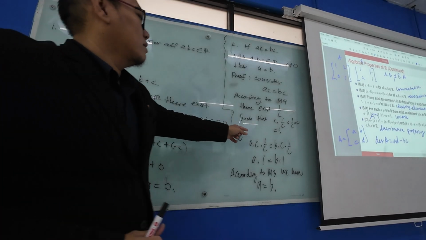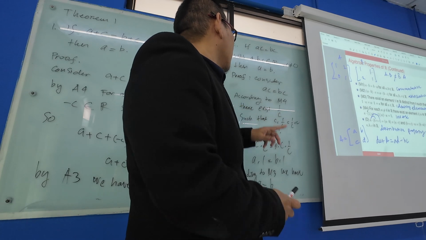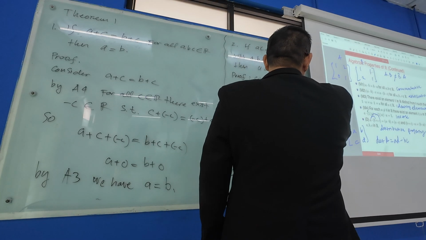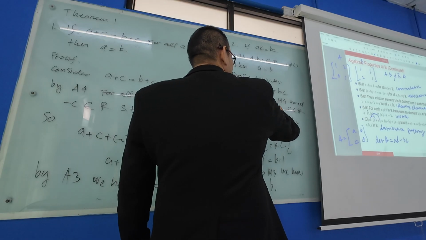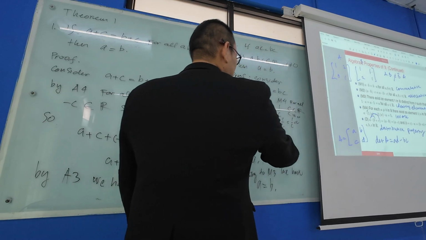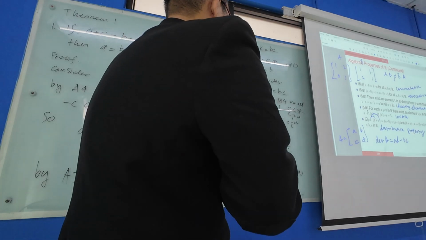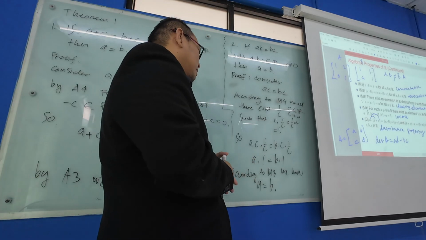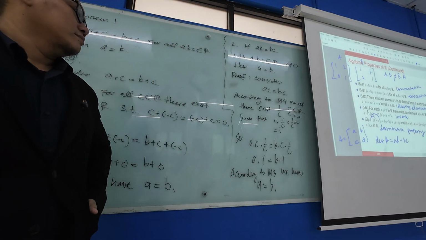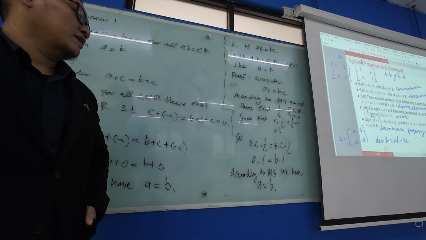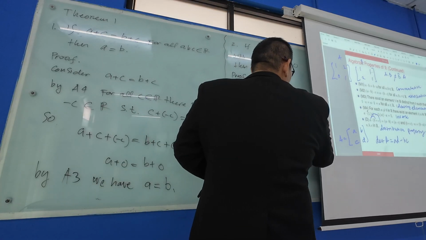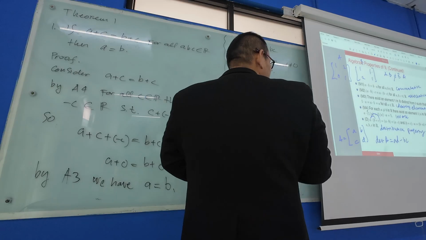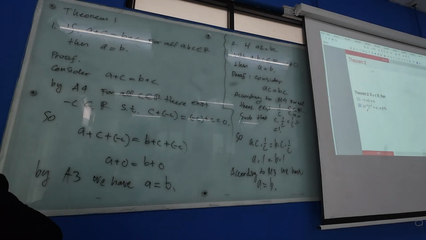That is M4. According to M4, for all C belonging to the real numbers, there exists an inverse element such that I multiply C with 1 over C, or 1 over C times C. The commutative law. Okay, now what about this?